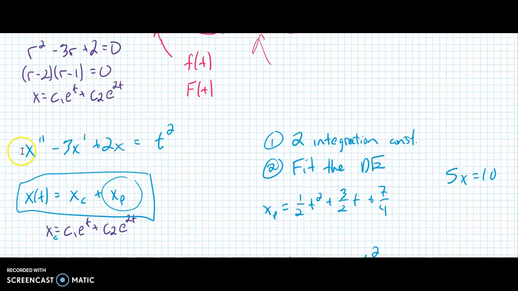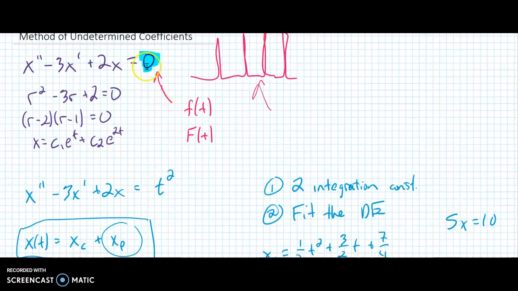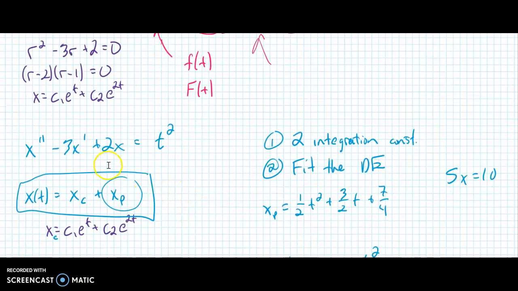So what I have here is x double prime minus 3x prime plus 2x equals t squared. So the force that I'm replacing that 0 with is t squared. And one thing that you should know already is that my solution has two components to it. It has an xc and it has an xp. The easiest way to think about the xc is it's the part that takes care of the two integration constants.